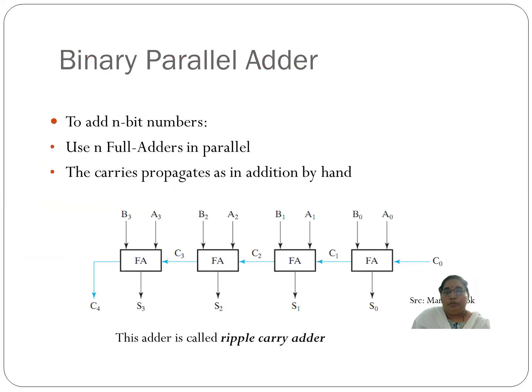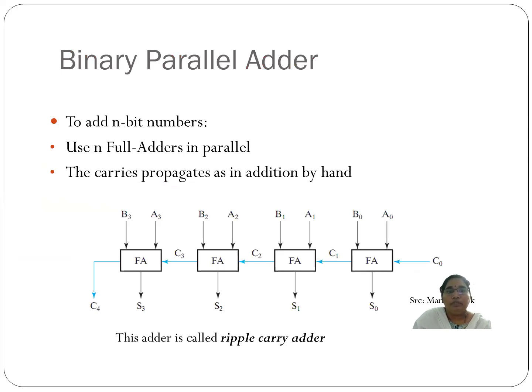Now this is the circuit of a binary parallel adder, and this example circuit consists of adding two 4-bit numbers. So this is a 4-bit adder. Let us say A0, A1, A2, A3 is one 4-bit number A, where A0 is the least significant bit and A3 is the most significant bit. Now B is another 4-bit input. B0, B1, B2, B3 are the bits of the 4-bit number B, where B0 is the least significant bit and B3 is the most significant bit.